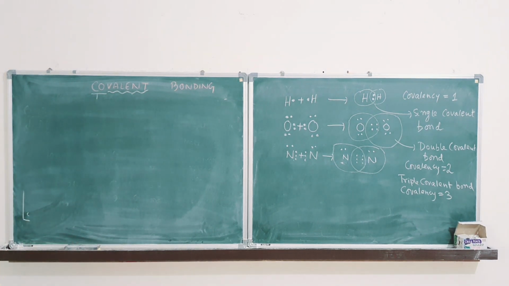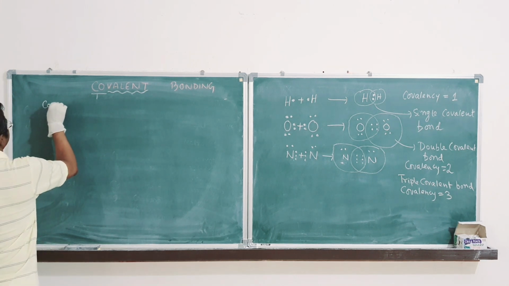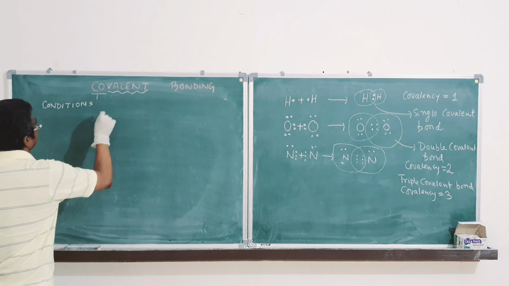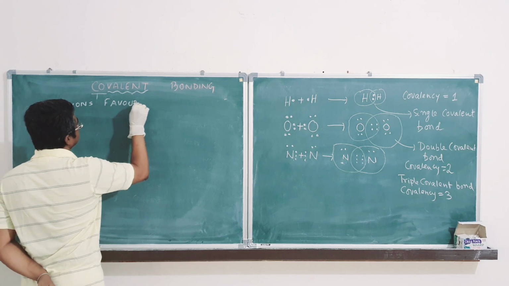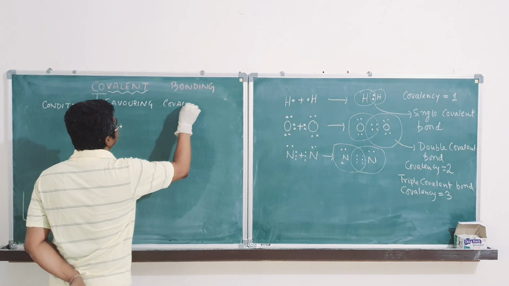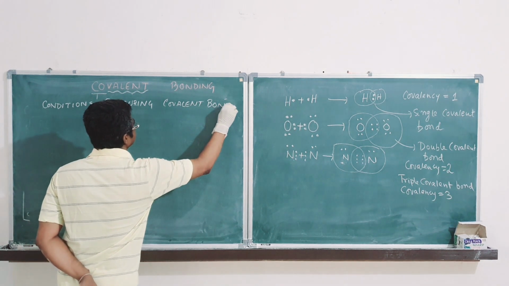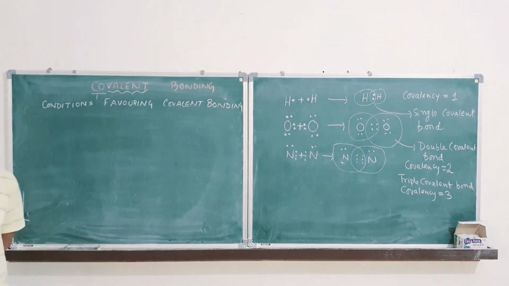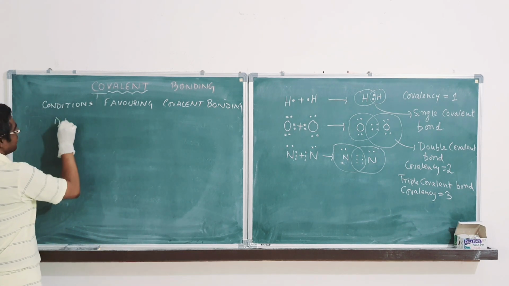there will be certain conditions favoring the covalent bonding. Okay, conditions favoring the covalent bonding. Conditions favoring the covalent bonding. So number one condition is valence electrons.